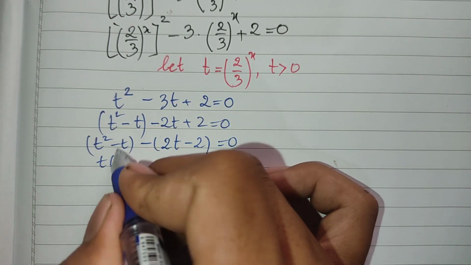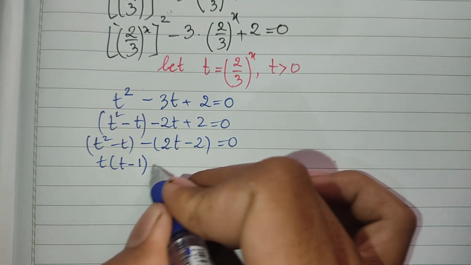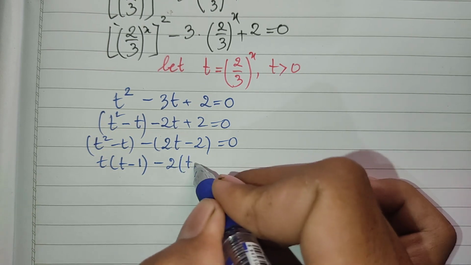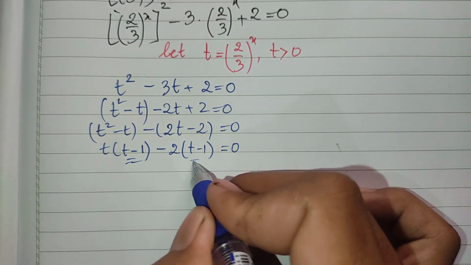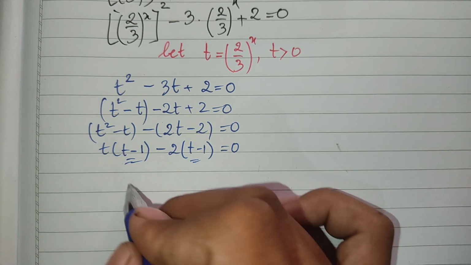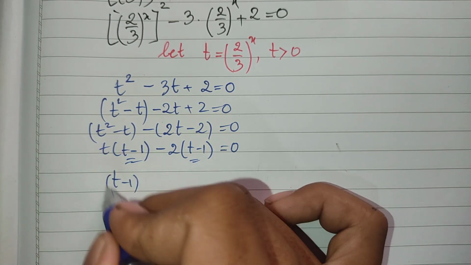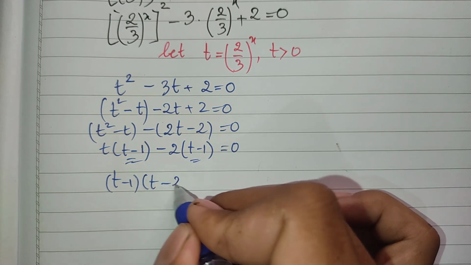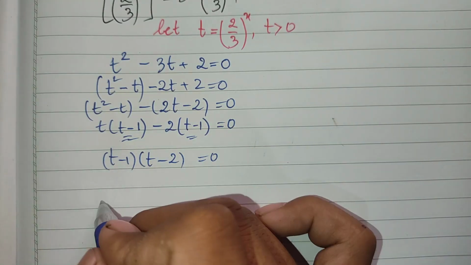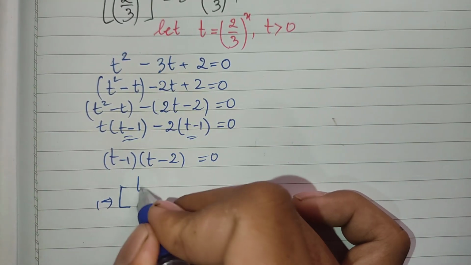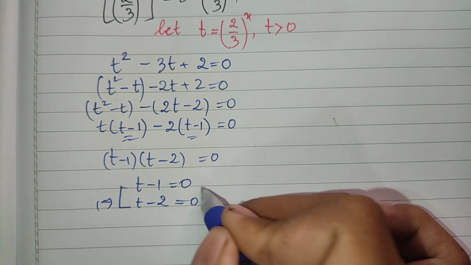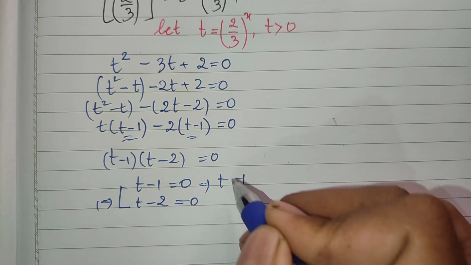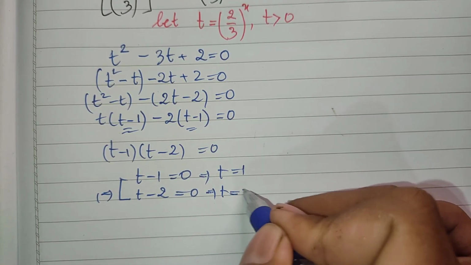And if we get t multiplied by (t minus 1) minus 2 multiplied by (t minus 1) equals 0, we see it is the same factor. So we factor it, we get (t minus 1) multiplied by (t minus 2) equals 0. So we get t minus 1 equals 0 and t minus 2 equals 0. We get t equal to 1 and t equal to 2.